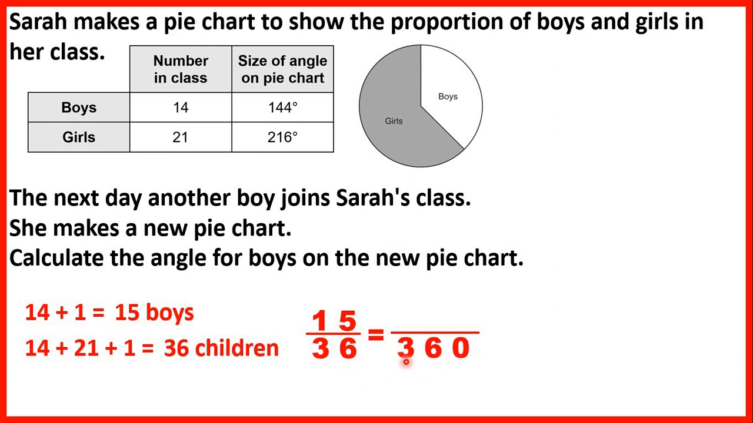Now 36 times 10 is 360, 15 times 10 is 150, so that means the angle for boys will be 150 degrees. And that makes sense because the original angle was 144, but now that another boy's joined, it will be just a bit more than that, so 150.